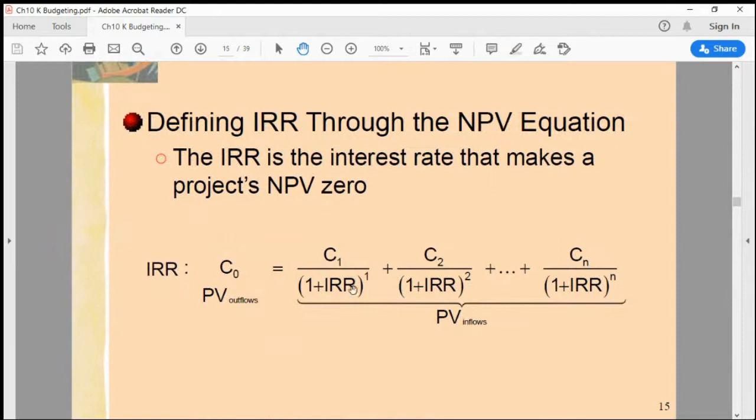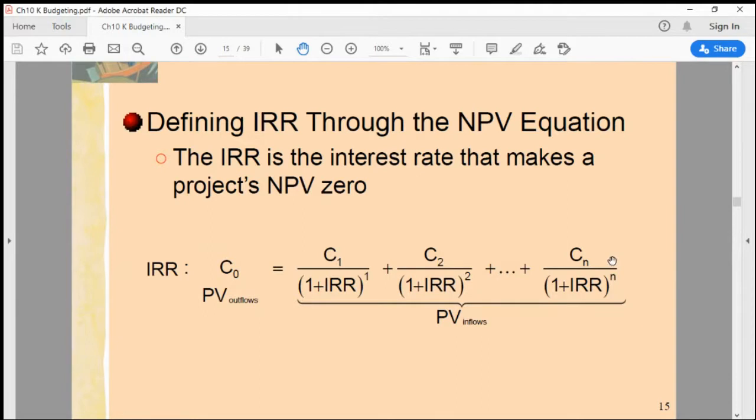As I said before, there can be only one unique single rate that can make the right-hand side equal to the left-hand side. And if we found a discount rate that makes the right-hand and the left-hand side equal, then that's the internal rate of return, by definition.